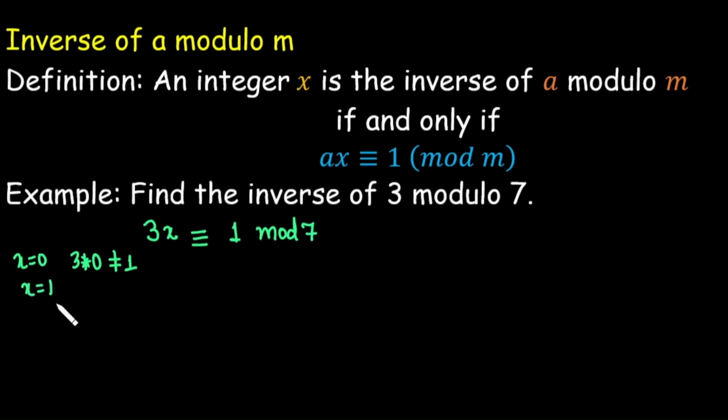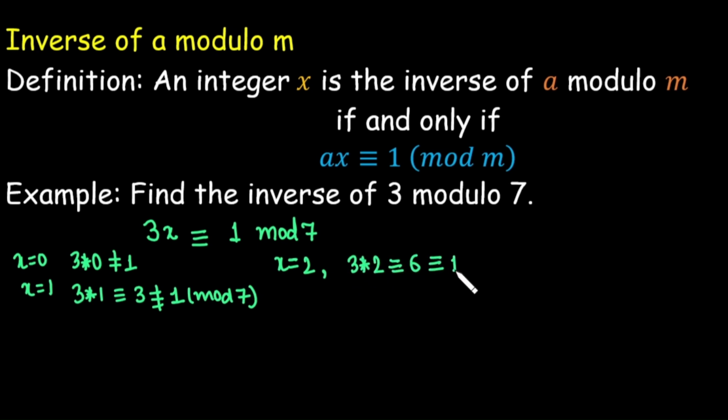x equal to 1. 3 into 1 is equal to 3, and it cannot give 1 as a remainder when divided by 7. x equal to 2. So we have 3 into 2, that is equal to 6. That can never be congruent to 1 mod 7, because when 6 is divided by 7 the remainder cannot be 1, as 6 is less than 7, or we can say that 7 does not divide 6.